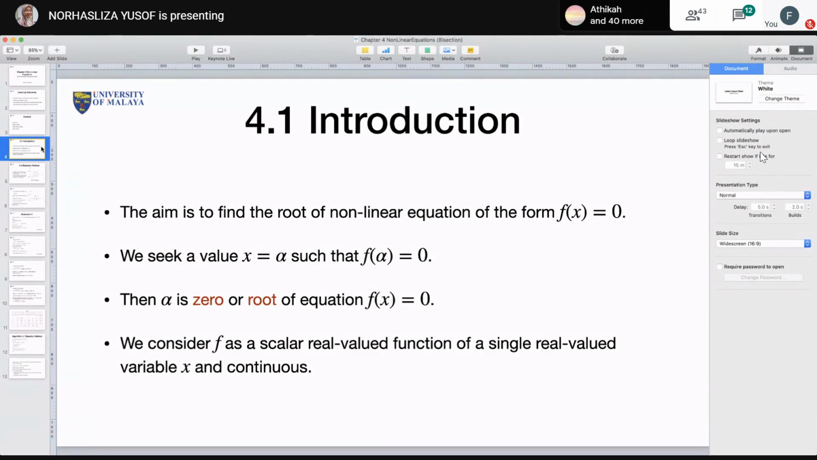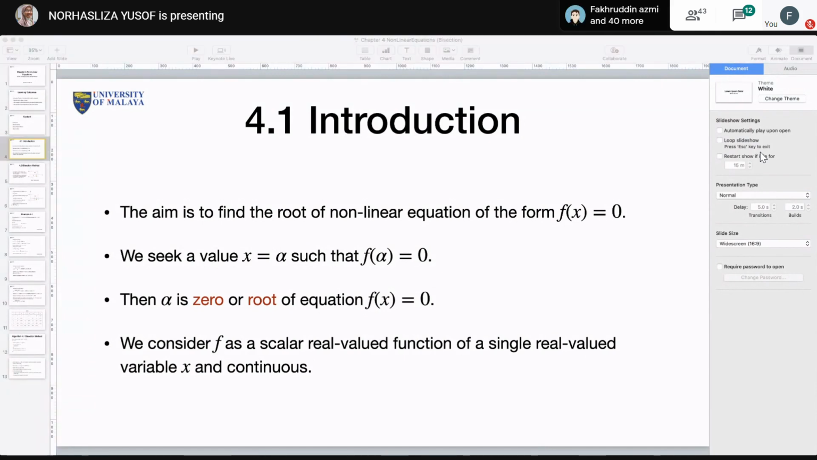a nonlinear equation. Although the idea is similar to chapter 3, hold on, I have to turn on recording for all of you before I move on.